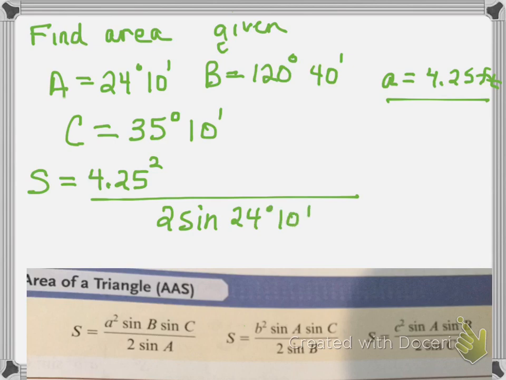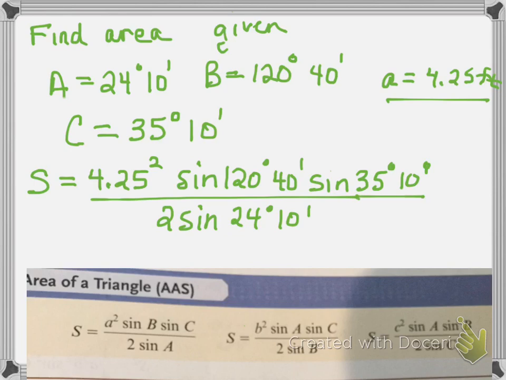Okay, and then I'll fill in the rest with the sine of angle B. Angle B is 120 degrees, 40 minutes. And then I multiply that times the sine of C, which is 35 degrees, 10 minutes. And again, if it would help you to draw the triangle and then label them with these, that's fine too. This is the side length that would be opposite this angle. Those two always have to match up as a pair of opposites.